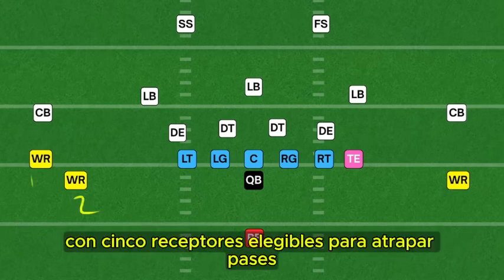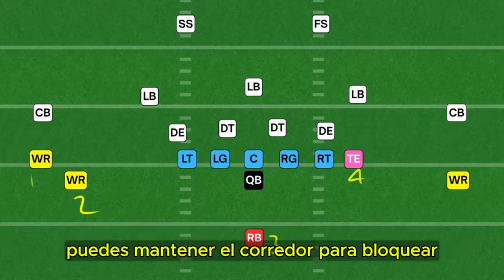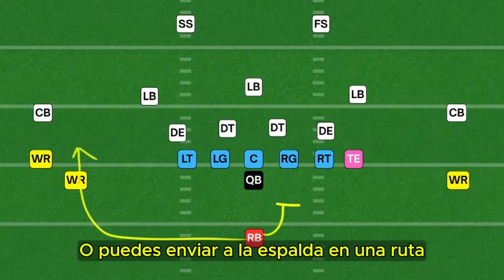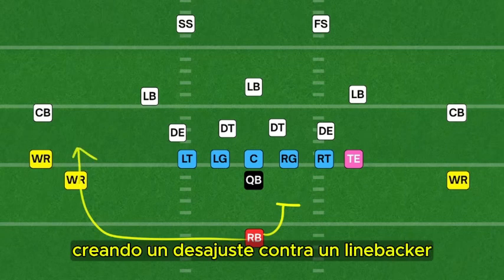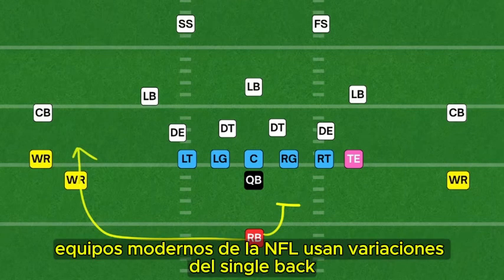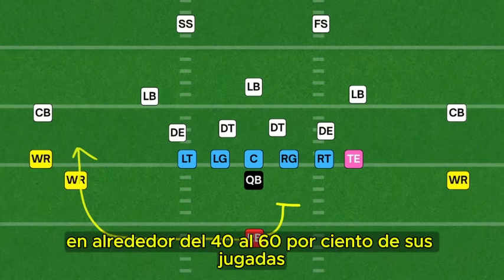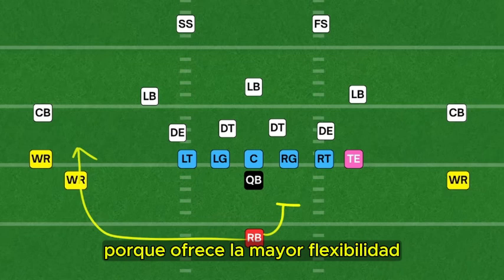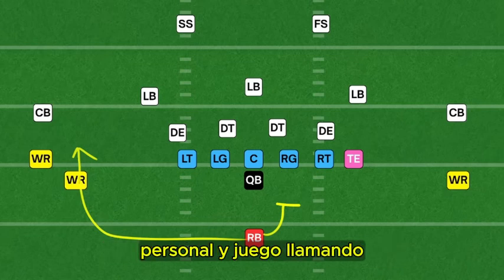With 5 receivers eligible to catch passes, you can keep the running back in to block, giving you 6 blockers against any pass rush. Or you can send the back out on a route, creating a mismatch against a linebacker. Modern NFL teams use variations of the single back on about 40 to 60% of their plays. It's become the foundation of many offenses because it offers the most flexibility with personnel and play calling.